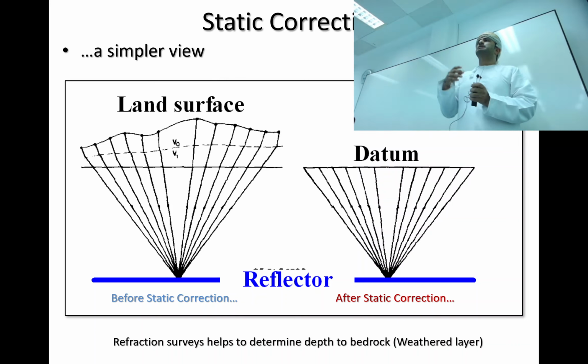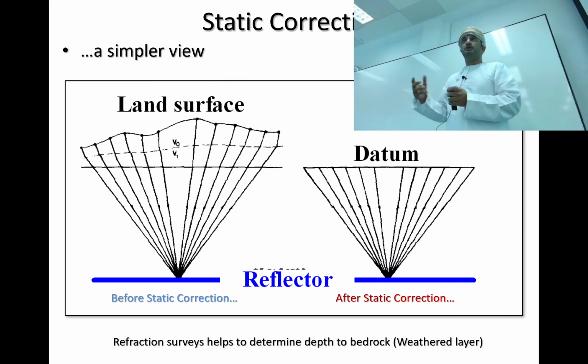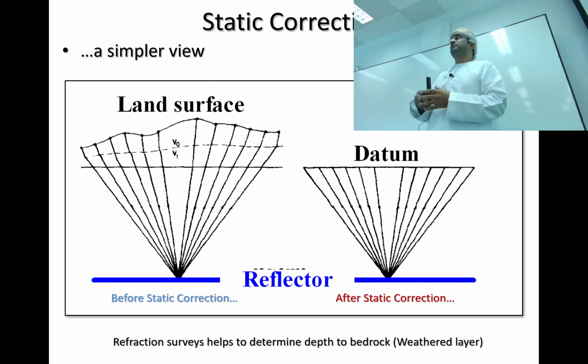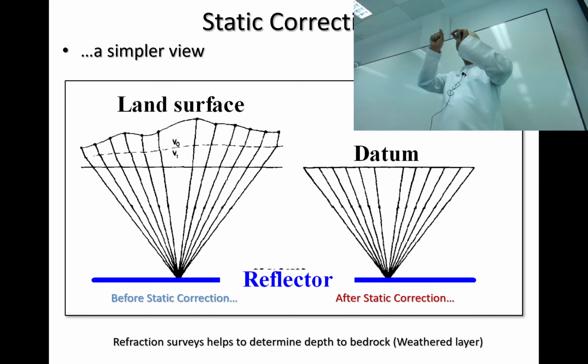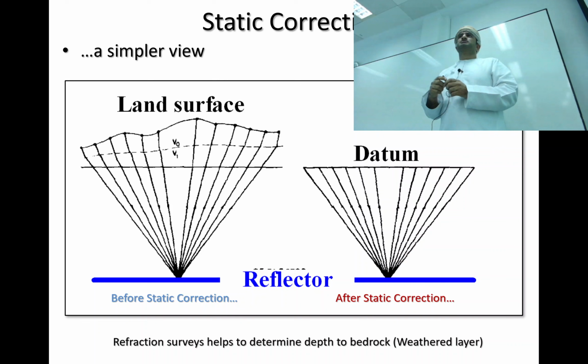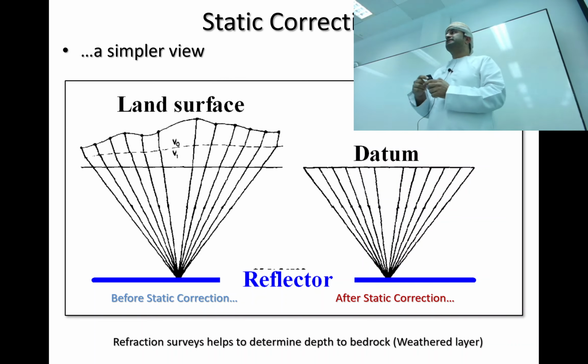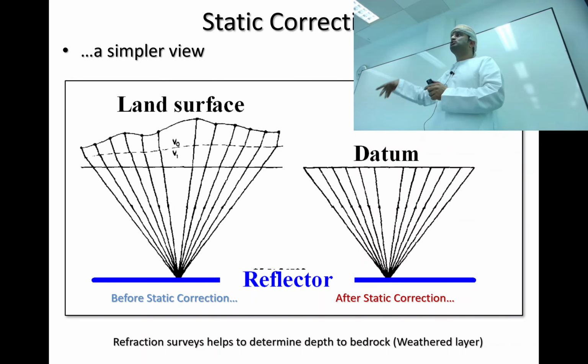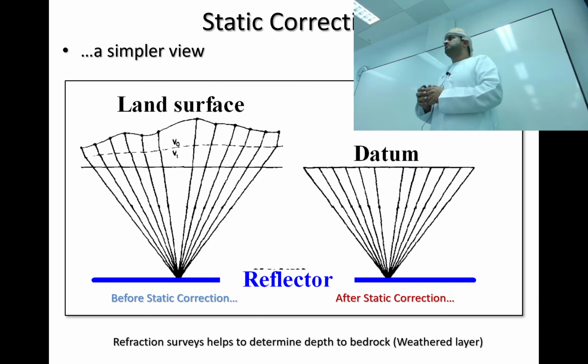So static is applied most often in Oman, where the upper layer is soil layer, sand dunes, it's problematic. You will get a lot of jittering traces, the traces are not aligned. You will struggle a lot. In PDO, the company which is doing processing for them is called CGG. They have a whole dedicated department to do static correction.